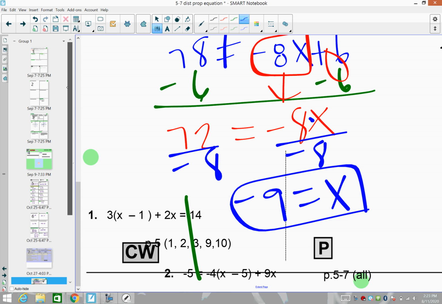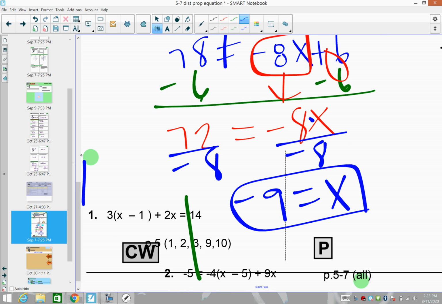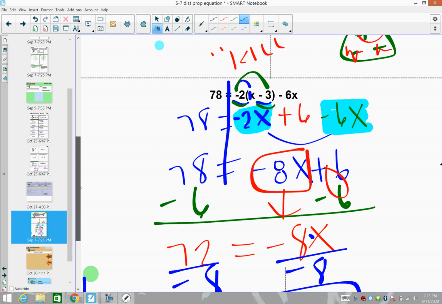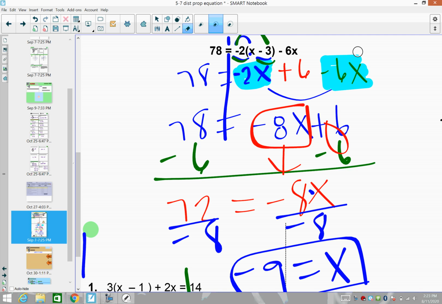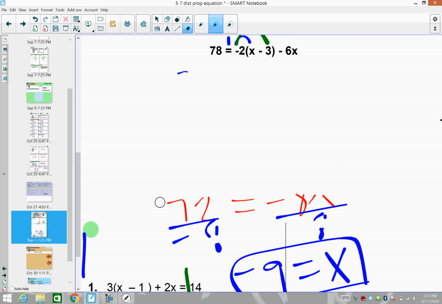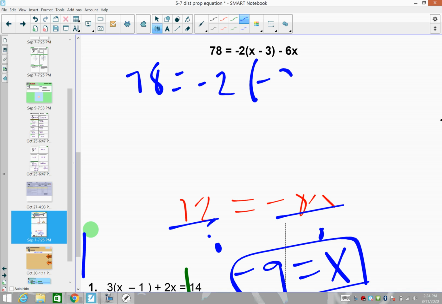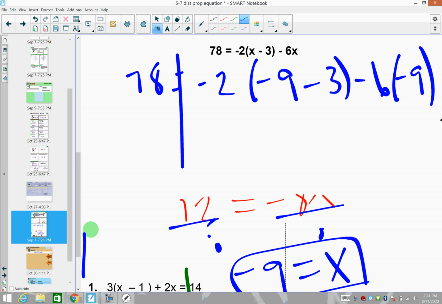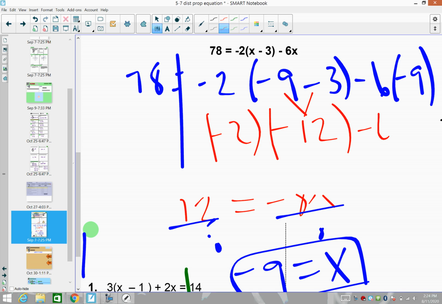So let's go back up to the original problem and make sure that that's true, that we agree with that. Do we agree that -9 is the value for x? So I'm going to erase all of this. And I'm going to substitute a -9 in anywhere I see an x and just confirm that that is the case. So we have 78 is equal to -2 times -9 minus 3 minus 6 times -9. So parentheses first, that would be -12. -2 times -12, minus 6 times -9.